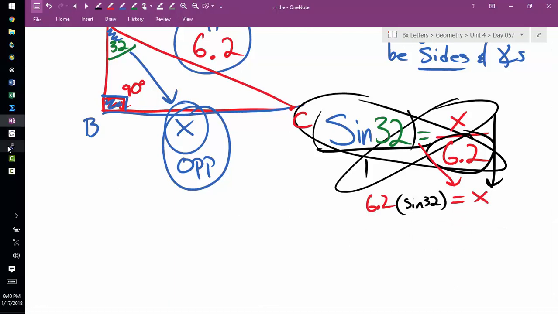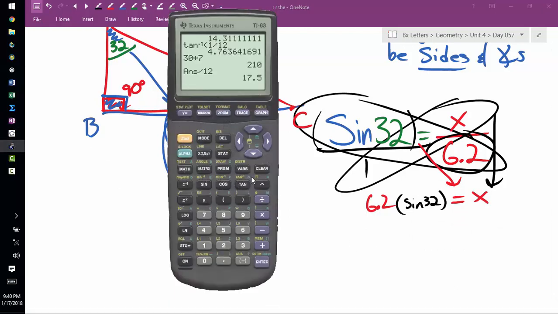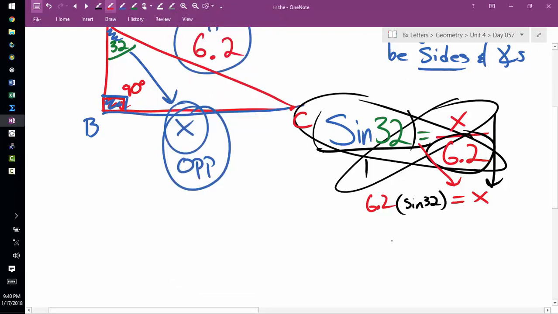So I don't have to do any algebra. I just gotta type it in the calculator. It already says x equals, so it's 6.2 sine of 32. And that's when you connect, and that's multiplication. So it turns out x is about 3.285. X equals 3.285.